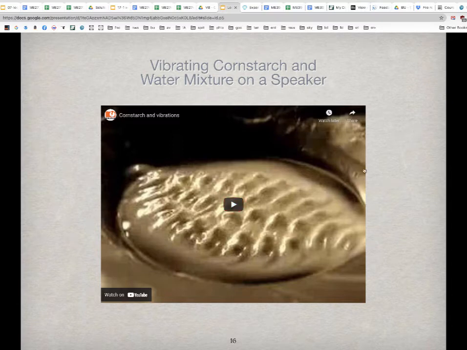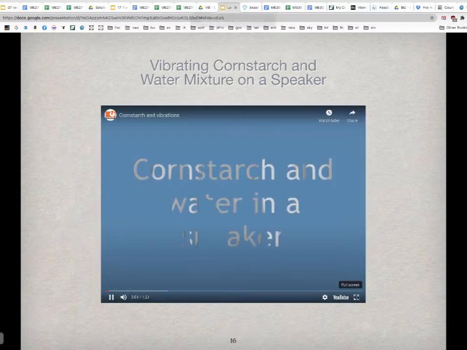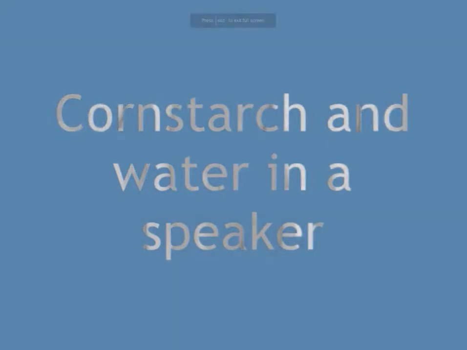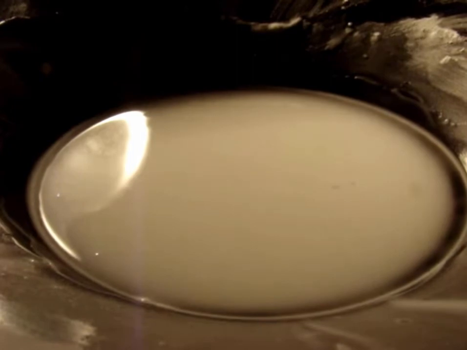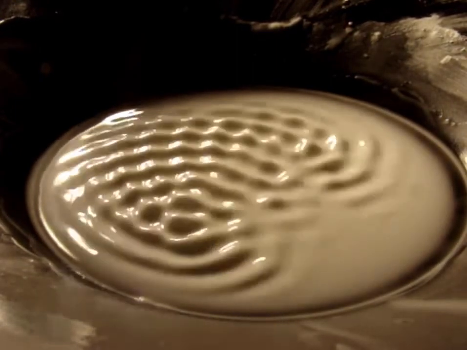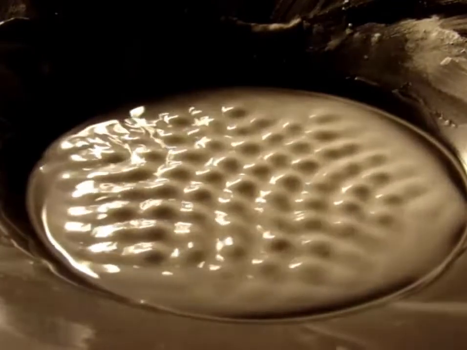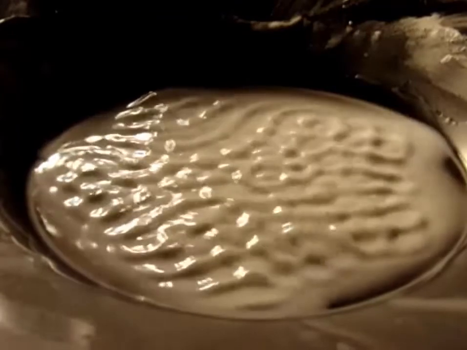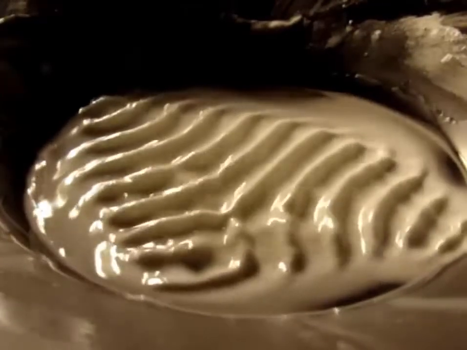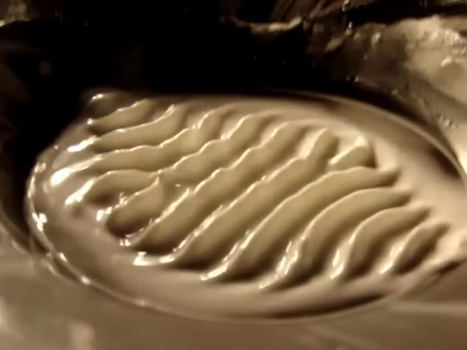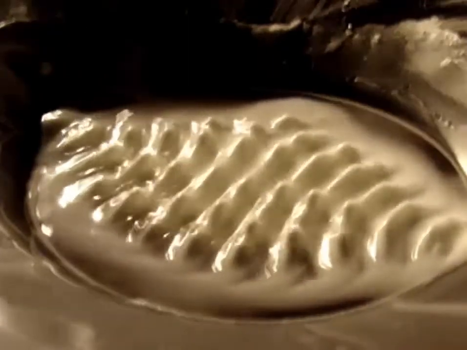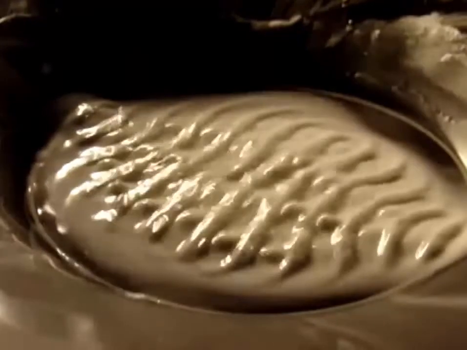Let's take a look at this video. This is a non-Newtonian fluid. It's a cornstarch and water mixture, and it's on top of a speaker, and we're going to see the different reflections, the different waveforms as the frequency, the vibrations, changes. So the frequency is gradually being increased.